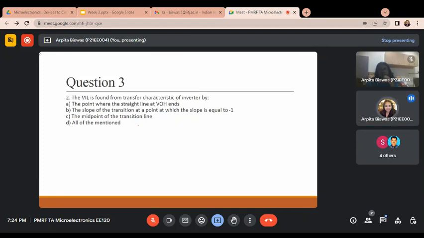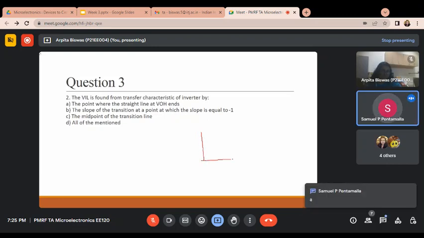Those who are going for the first option, now tell me the point where the straight line at VOH ends. It means... Yeah, answer, madam. Can you explain why A? Just let me draw.